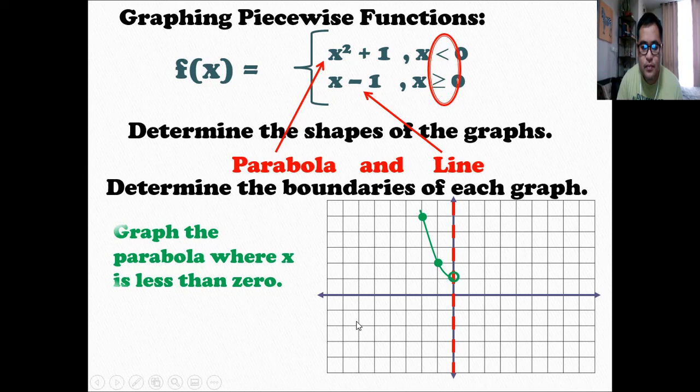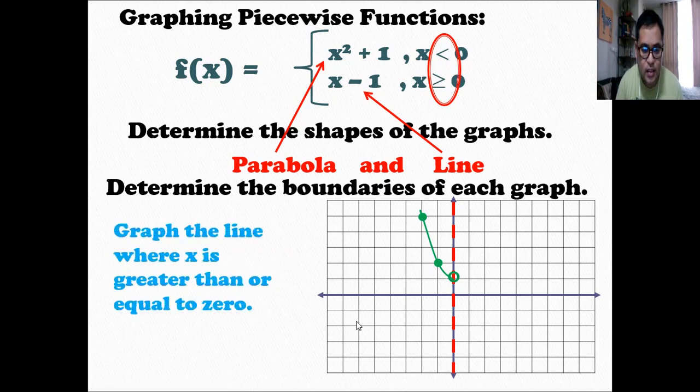Okay, next. What about graphing x minus 1? So graph the line where x is greater than or equal to 0. So negative 1, so definitely the graph will pass through 0, negative 1. Since this is a line, of course, we just have to create these points. So it's a line graph. To make sure, you can also do the graphing of a linear function by assigning values of x, but it will take you time. Since you already know how to graph, just draw a straight line passing through 0, negative 1.